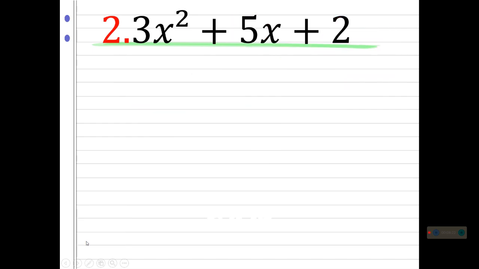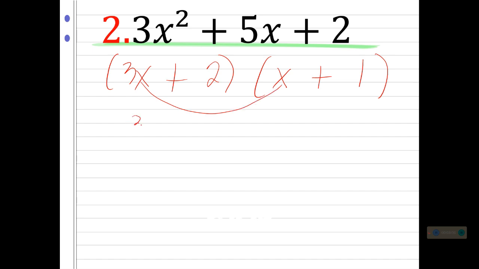So, let us try another set of factors. Okay? Again, proceed to step 1. We are going to find the factors of the first term. We have here 3x times x. And then, still, you have positive here and positive sign here also. But this time, let us try putting positive 2 here and positive 1 here. Okay? And if you check, let us have again the FOIL method. 3x times x will be 3x squared.